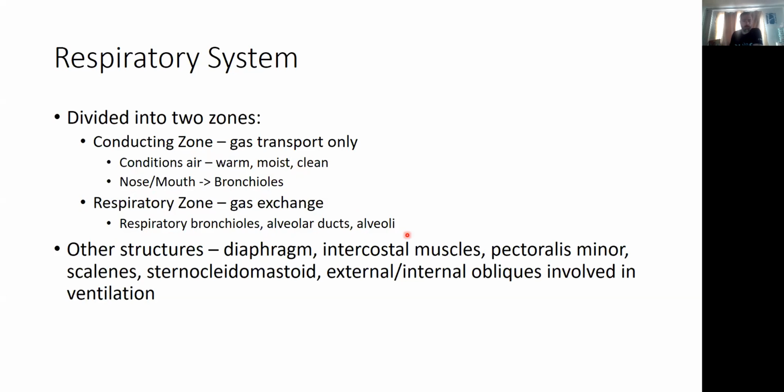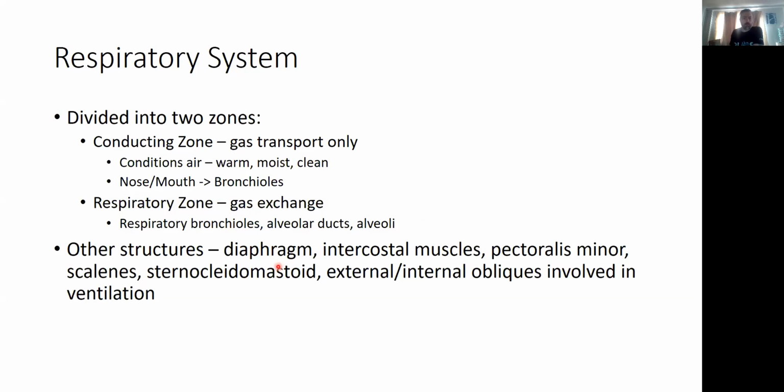The alveolar ducts, the alveoli. And if you're not familiar with these terms, don't worry. We're going to get there in a little bit. Now, there are going to be some accessory structures here, muscles, okay? They're going to be there for ventilation, right? So the movement of air into and out of the lungs.